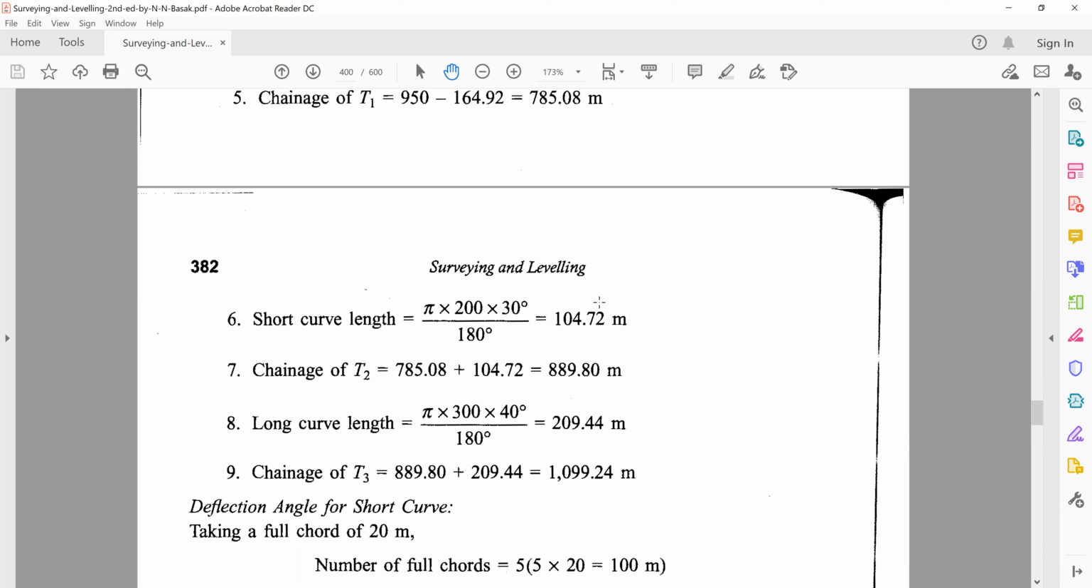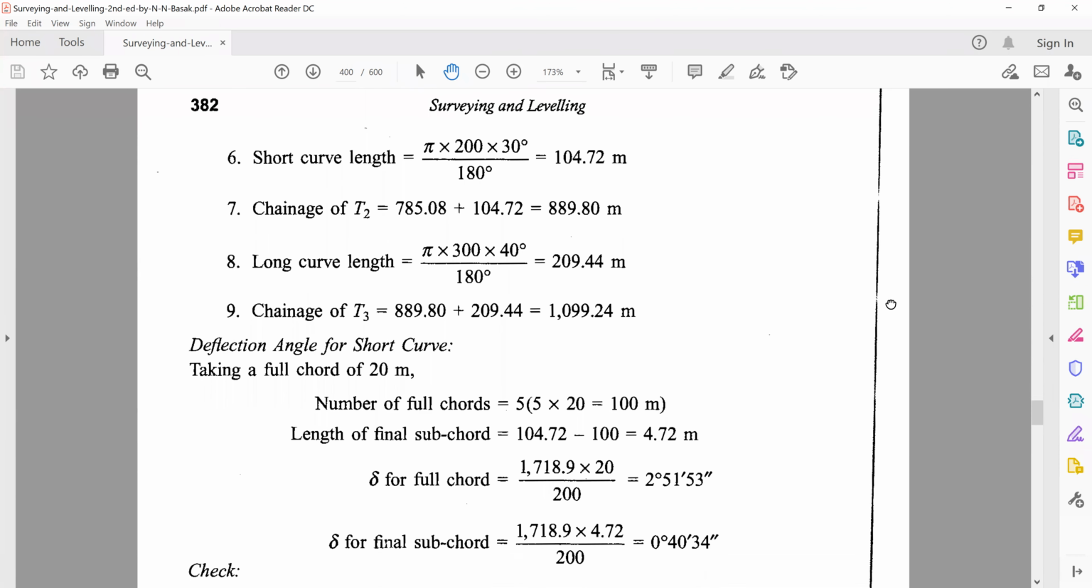So we get the length of the shorter curve, then the chainage of the point T2, which is the point that is the ending point of the first curve and starting point of the second curve. So to the chainage of the point T1, you add the length of the shorter curve in order to get the chainage of the point T2. And to that, you add the length of the long curve in order to get the chainage of the point T3. So then we have the deflection angle for the short curve.